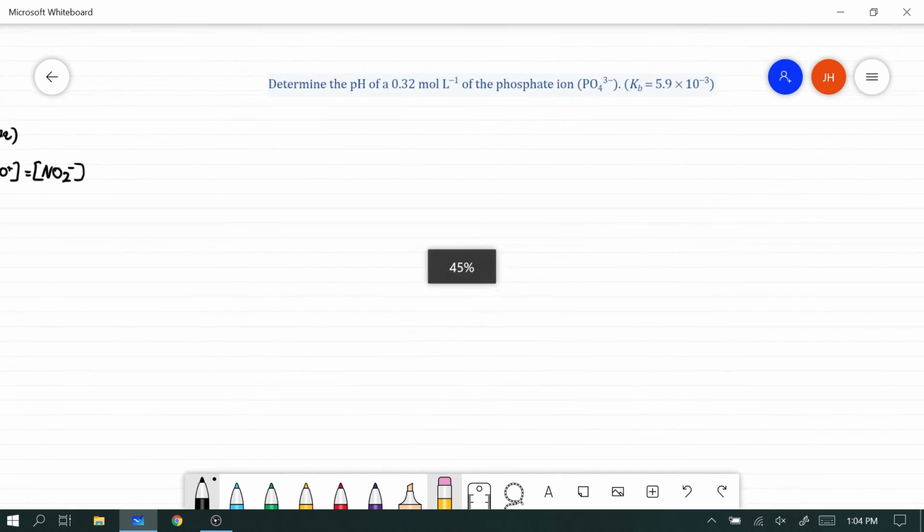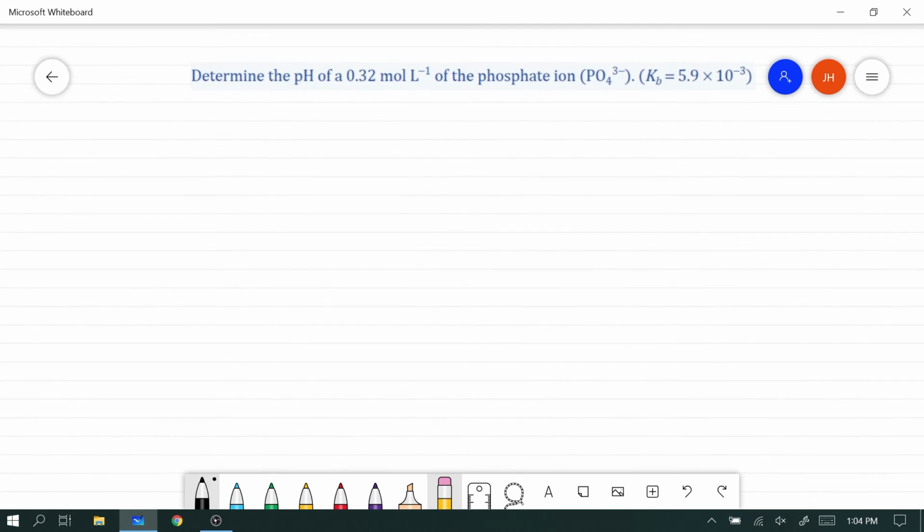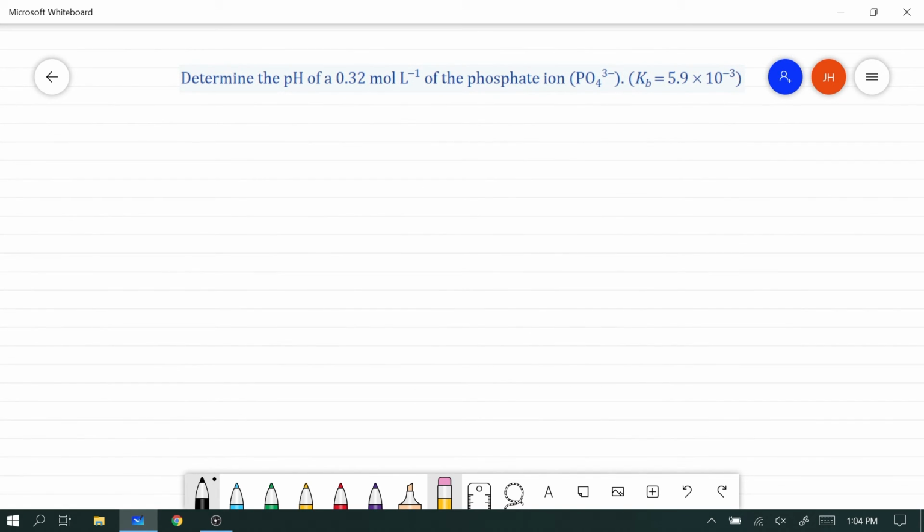In the second question, we've been given information about a phosphate ion. We're being told that it's acting as a base, considering that we're being given a Kb value. That's certainly what's being implied. We need to find the pH of the solution.